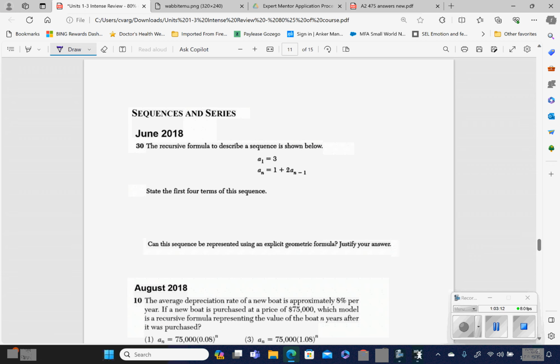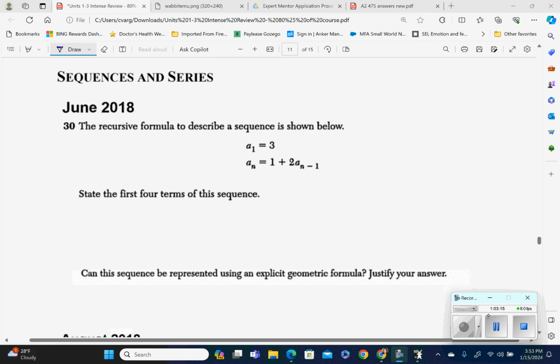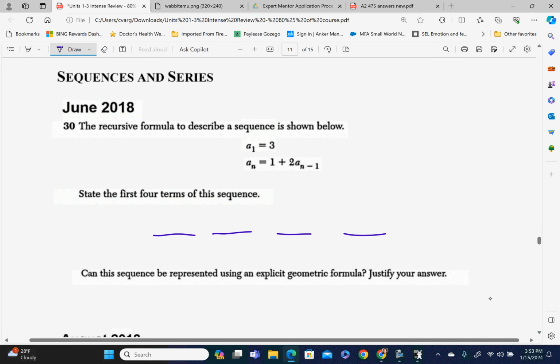Recursive, so some sequences and series. All right, so straightforward. Watch how easy this is. So the first 4 terms, okay? They tell us that A1 is 3. So I'm just writing a 3 here. All good? All I did is A1 is equal to 3. I put my A1, I put 3 there. Boom. How do I get my further ones?